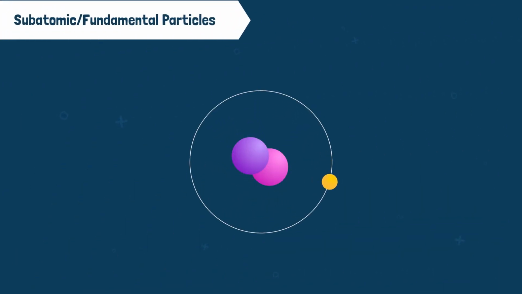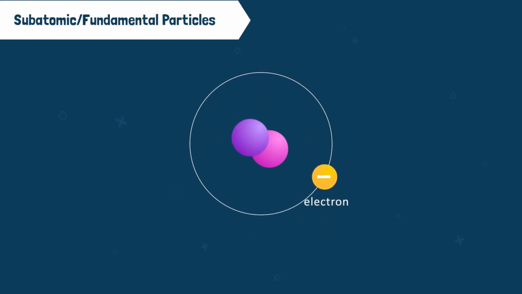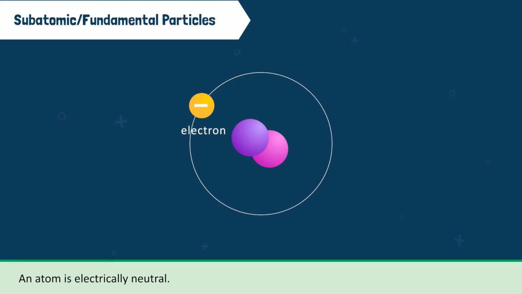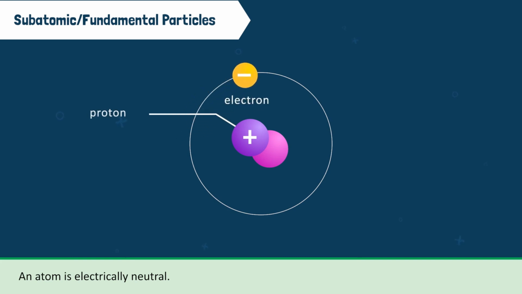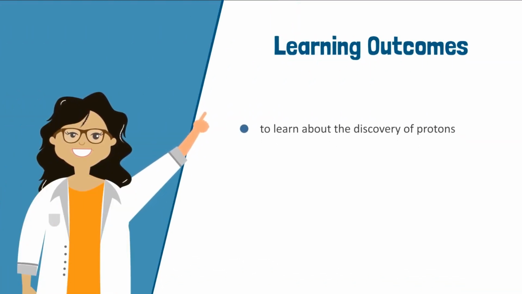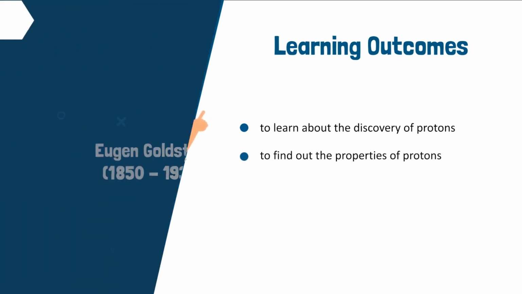We are familiar with the negatively charged electrons as one of the fundamental particles of an atom. But since an atom is electrically neutral, there must exist a positively charged particle to counter each negatively charged electron in it. This positively charged particle is called a proton. In this video, we will learn about the discovery of protons and discuss their properties.